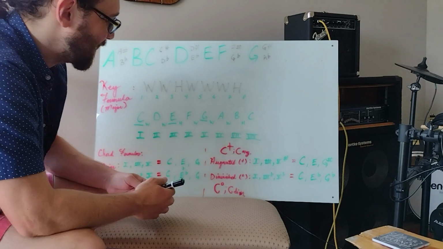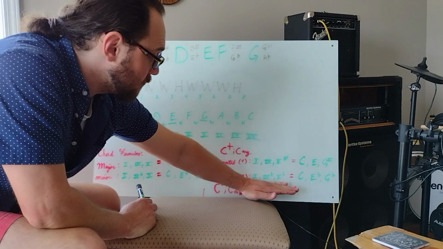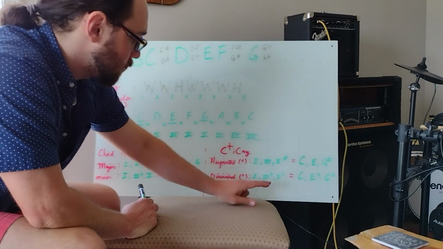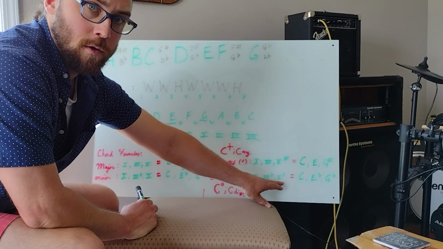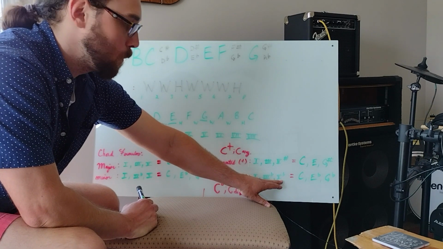Diminished. So the diminished chord is the first chord where we have two altered notes. We have a flat third, just like the minor chord, but now the fifth has also been altered, and it is also flat. And this is what makes the chord diminished.